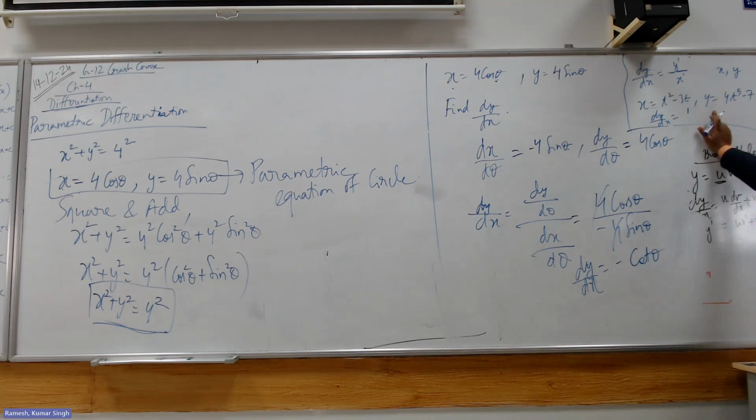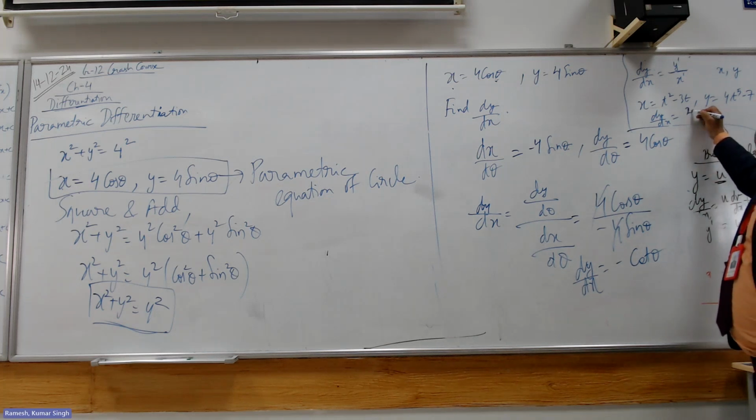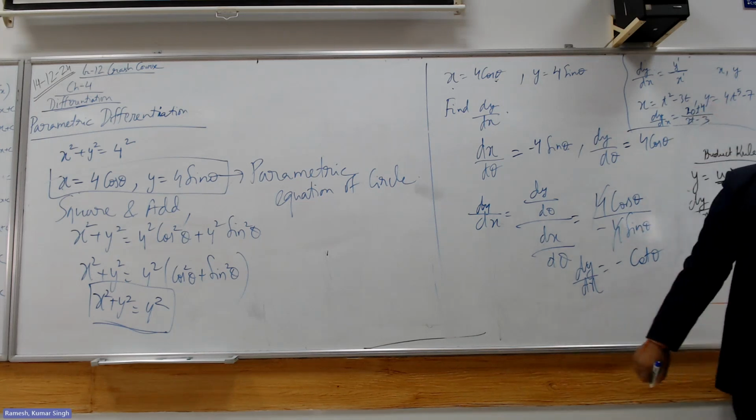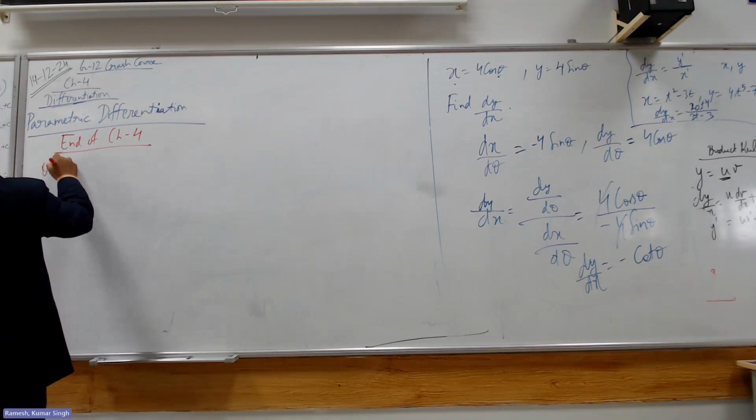So differentiate y, differentiate x, divide it. 20t to the power of 4 divided by 2t minus 3. Correct. Question 11.